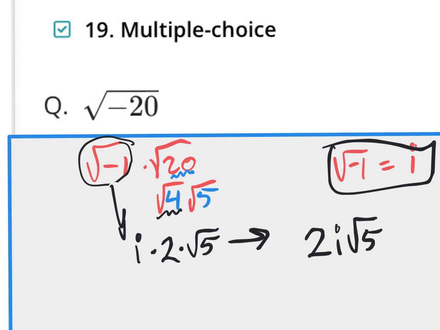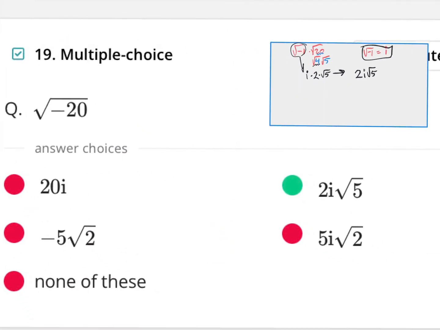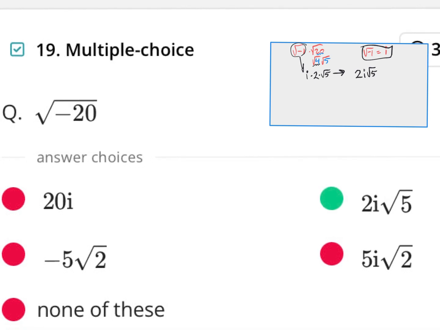And when we check our answer here, we will see multiple choice. Where is it at? There you go. 2i square root of 5 is the correct answer for question number 19.